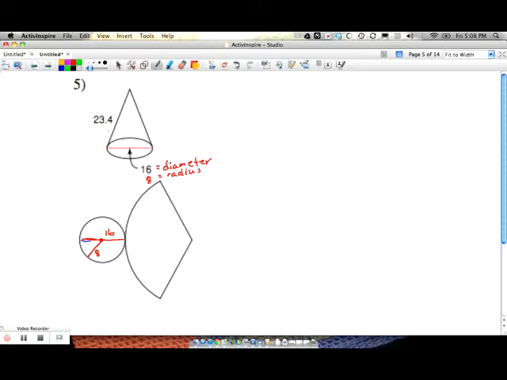All right, now this slant height here, this 23.4, is going to be our L, our slant height, and that's going to go here, 23.4. Again, that's going to help us calculate surface area as we get into these problems a little bit later.